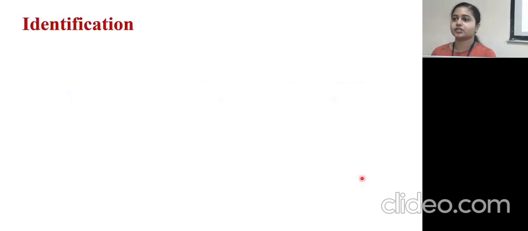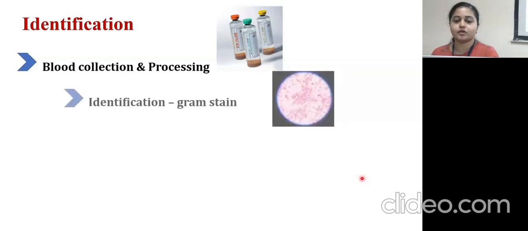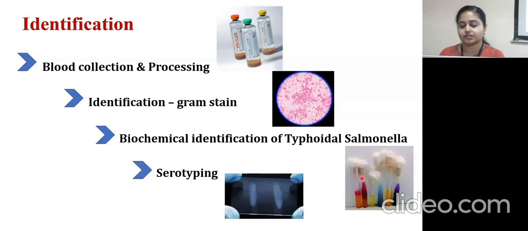So in identification in our lab, first, if there is a positive blood culture bottle, we do a Gram stain to identify if it's a gram negative or gram positive organism, followed by biochemical identification, where we identify which species. Followed by serotyping, where we do something called a slide agglutination test.